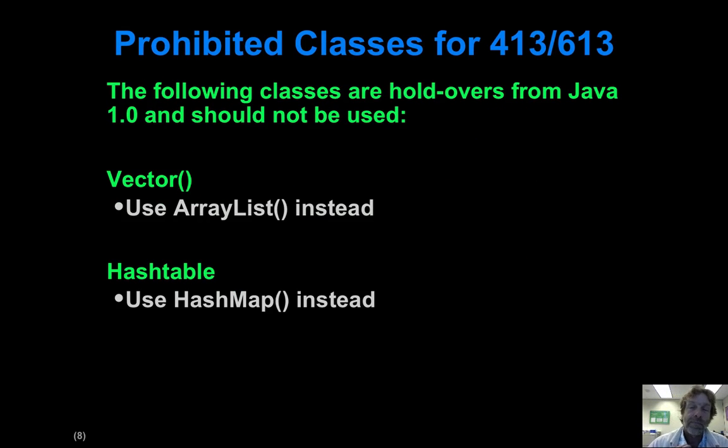Now you may come across code that uses the vector class or uses the hash table class, and if you see that code, that's legal Java, you can use those classes in Java 6 or Java 7, but you cannot in this class use those. You'll be marked down if you use them, because they're holdovers for backward compatibility.